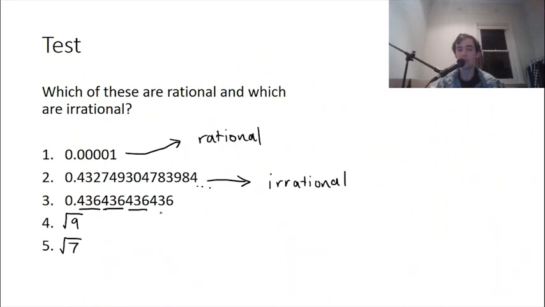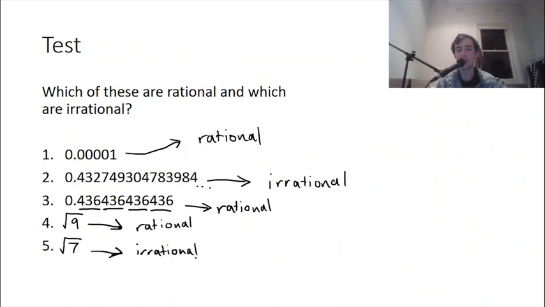This one has a repeating section, so this is actually a rational number. This one ends up being 3, so it is rational. And this one, it's not a perfect square, so it's an irrational number. And again, if you put it in your calculator, it'll go on forever.